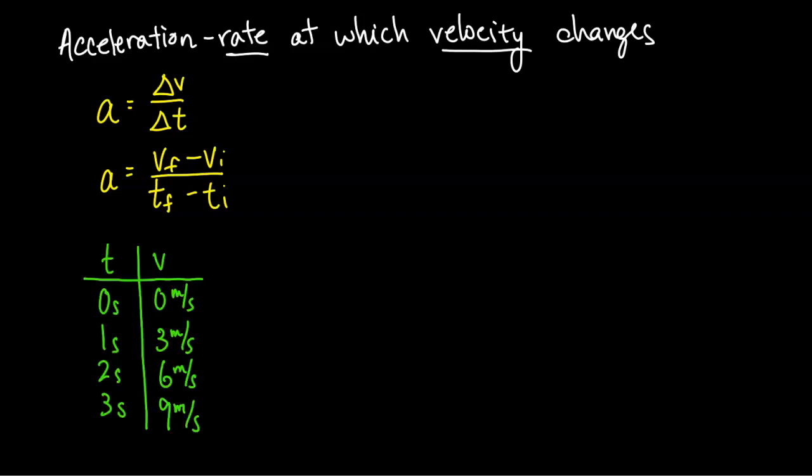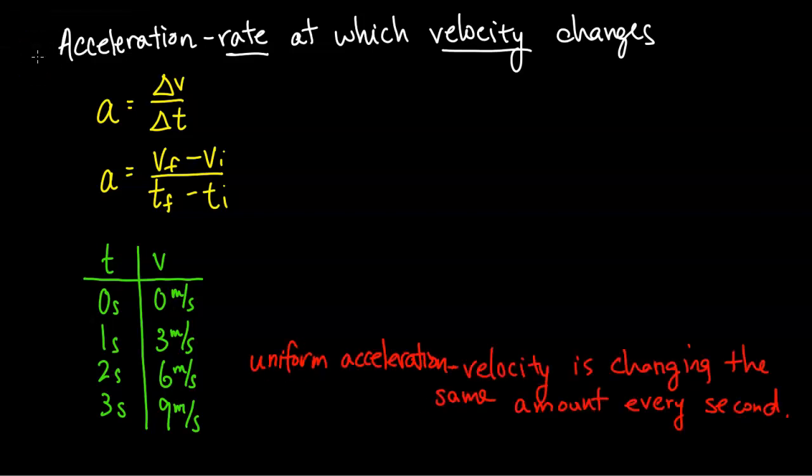So on the bottom left here, you can see that we have an example where an object is accelerating. We know it's accelerating because the velocity is changing. It starts off at rest at 0 seconds. Then at 1 second, the velocity is 3 meters per second. At 2 seconds, the velocity is 6 meters per second. At 3 seconds, the velocity is 9 meters per second. You'll notice that the velocity is changing the same amount every second. We call this uniform acceleration when the velocity is changing the same amount every second.